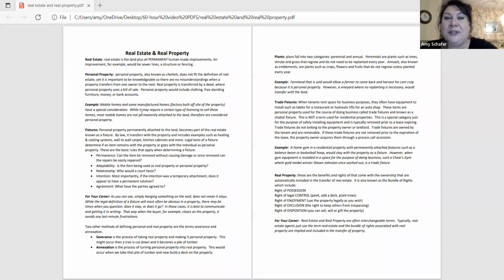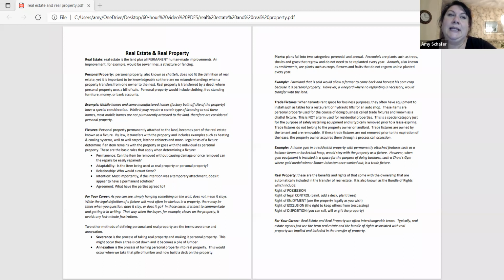So great examples of fixtures is cabinets, heating and cooling systems, your furnace, air conditioner, hot water heater. Those things sitting at Lowe's are personal property. But when they're brought into the home and they're so permanently attached with the intention of creating a room like a kitchen or providing heating and cooling to the property, and they're now plumbed, and again, they're permanently attached, they are now a fixture. They remain with the property.